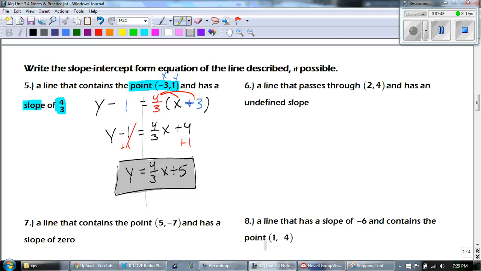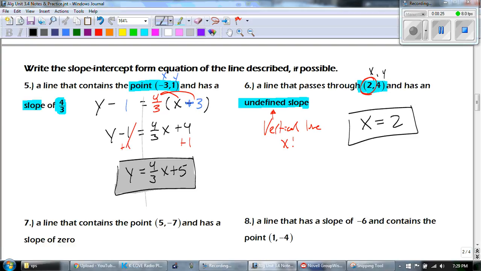All right, number 2. A line that passes through the point (2, 4) and has an undefined slope. Ooh, undefined slope. That means it's a vertical line, and when it's a vertical line, it's an x graph. All I'm doing is taking the x point, because it's (x, y). All I need is the x, and what does x equal? x equals 2. Boom, we're done. That's kind of cool, right?